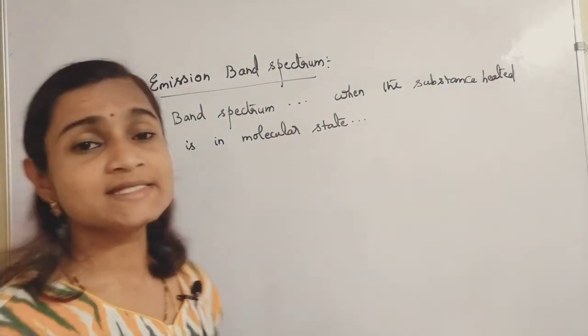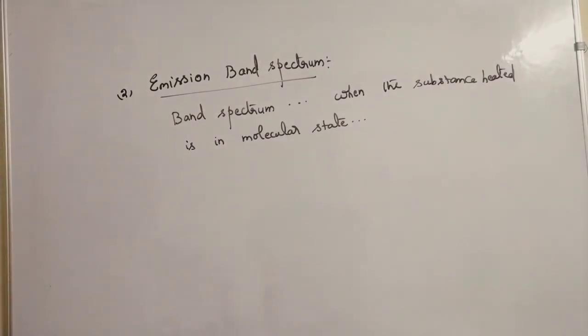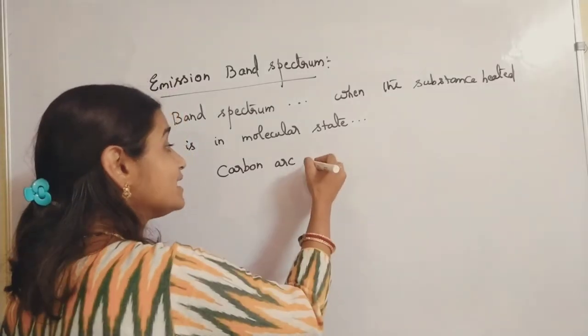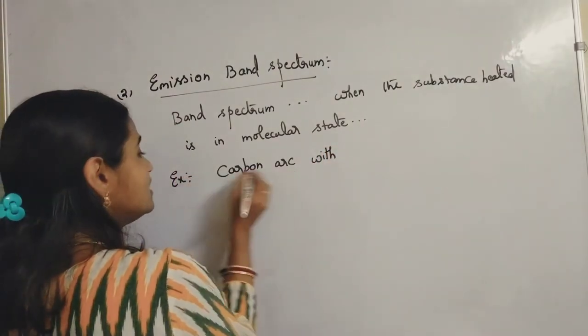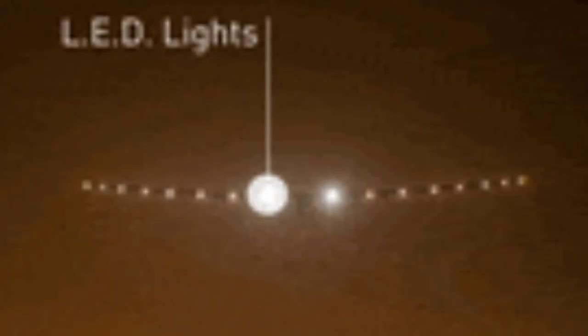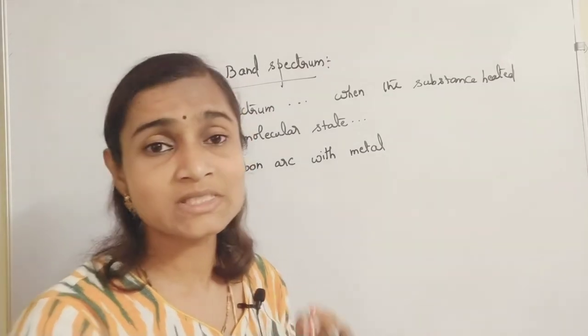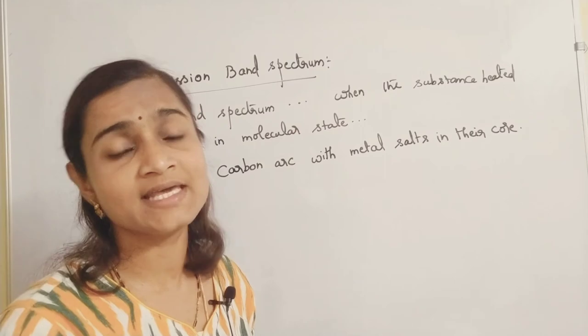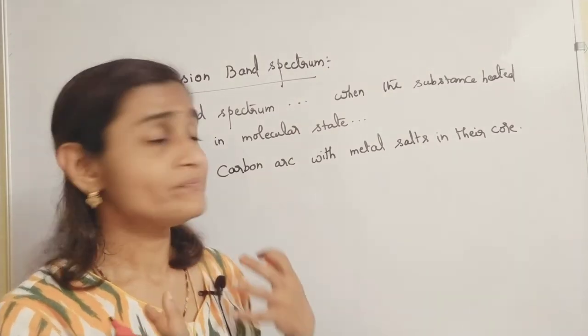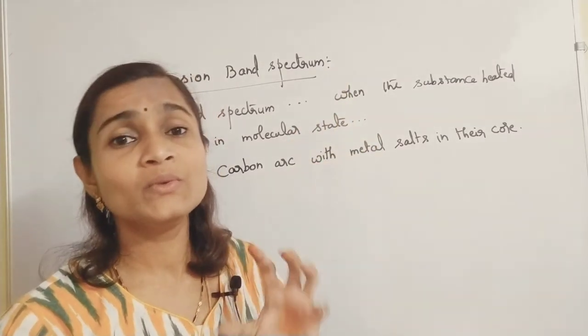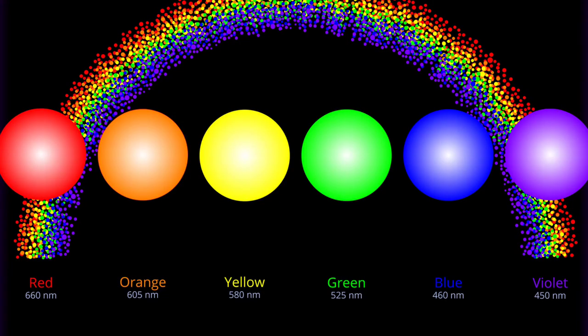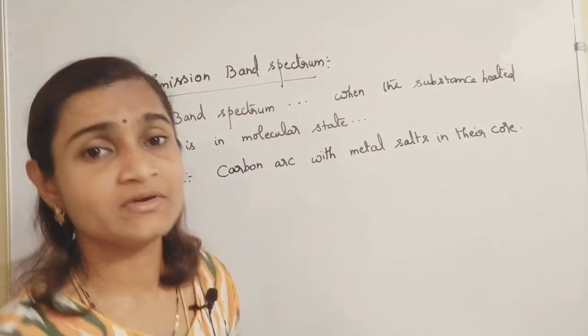So what is the example for this? For emission band spectrum, carbon arc lamps. Carbon arc with metal salts in their core. Metal salts are kept in the middle and carbon arc lamps are prepared; you can see that in the picture also. You are heating that, and with that intense heat it produces what we call band spectrum. Instead of bright lines, you will observe bright bands, because the substance heated is in molecular state. Now bands you will observe, so you call that emission band spectrum.